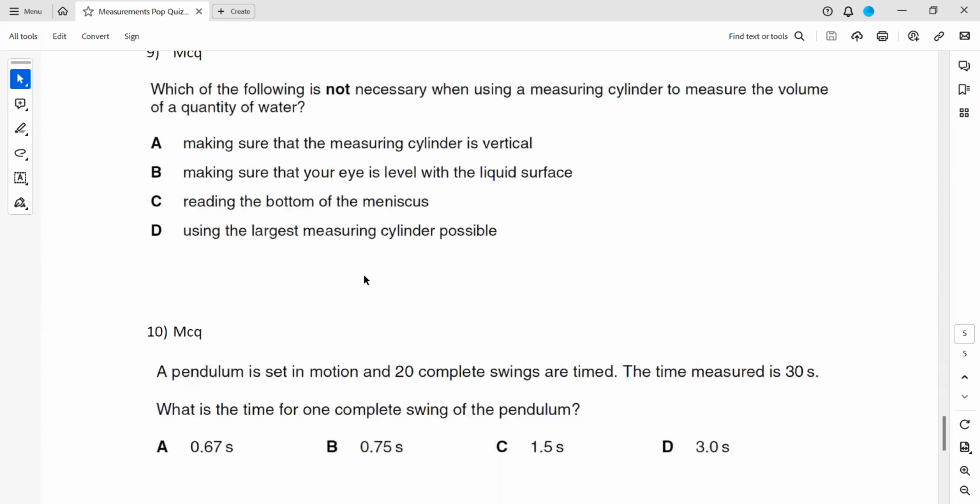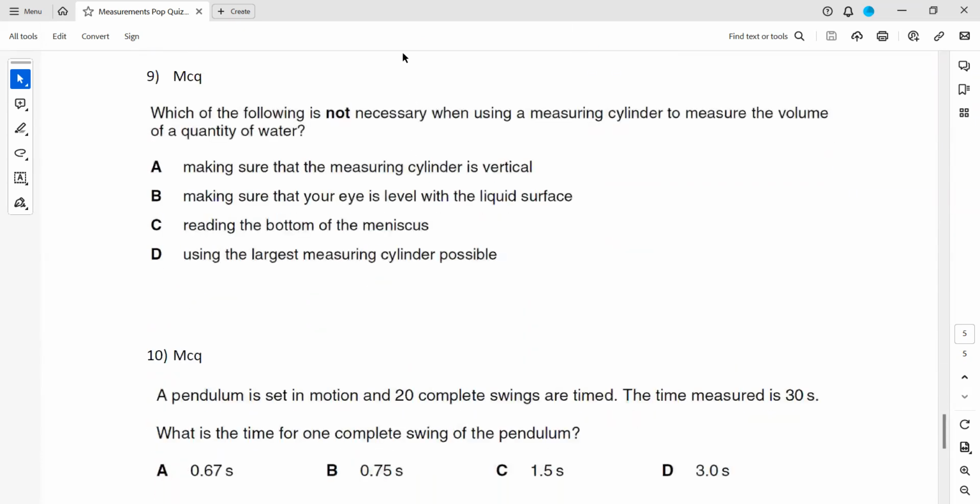Question 9. Which of the following is not necessary when using a measuring cylinder to measure the volume of a quantity of water? Make sure that the measuring cylinder is vertical. That is necessary because if it is slightly tilted, the volume won't be accurate. So make sure this is what we need.